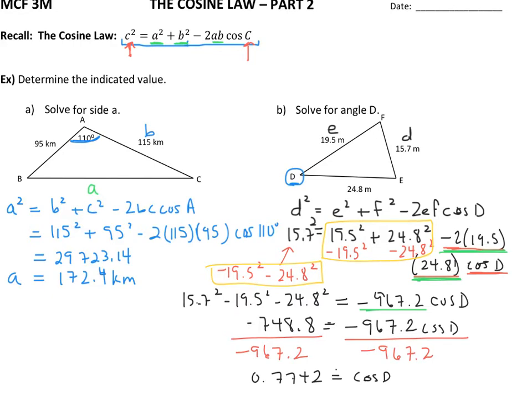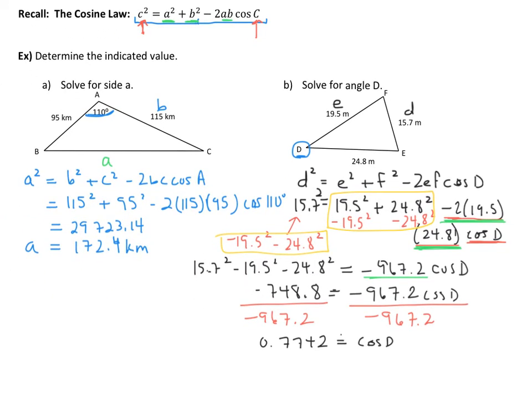And now we know to get D by itself, we're going to do the inverse function of cosine. So cosine to the negative 1, the inverse function, or the shift button of cosine, to get angle D by itself there. So shift cosine on my calculator gave me about 39 degrees, just to the nearest degree. So D is equal to about 39 degrees. Now if I look at my side lengths, 39 degrees is small, and it's across from the smallest side. So I'm thinking my answer seems reasonable there.